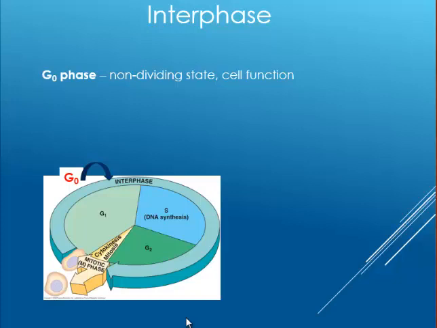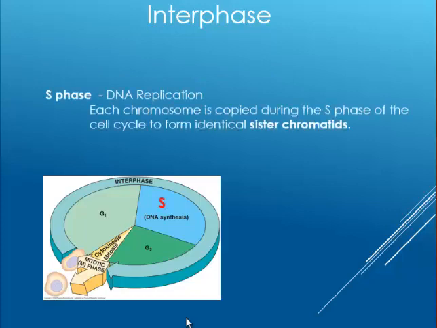The G0 phase occurs when the cell is no longer getting signals to divide, and it can simply undergo its normal cell function in a non-dividing state. If the cell does get a signal to continue division, because more cells are needed, then it will continue on into the S phase. In the S phase is when DNA replication occurs, and each chromosome in replication is copied during this phase in order to form identical sister chromatids, which we'll discuss in a second.